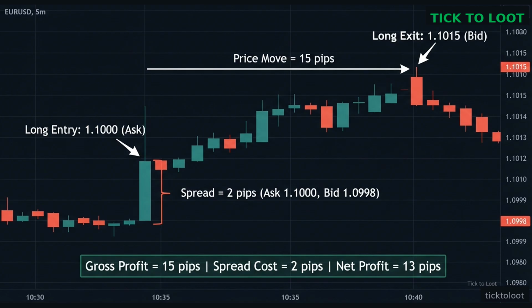If you don't subtract that tax before you calculate your profit, you will always overestimate how well your algorithm is performing. From now on, always write your profit formulas as gross move minus spread cost equals net profit, and you'll have a much clearer picture of what your strategy truly earns.